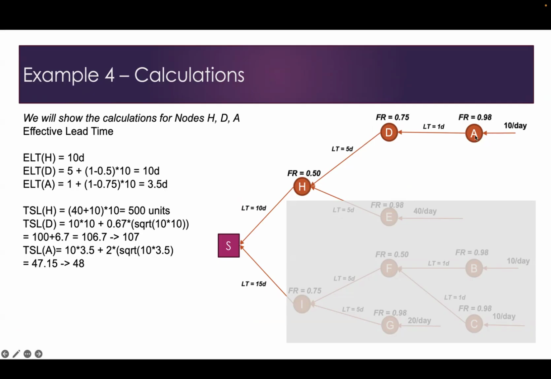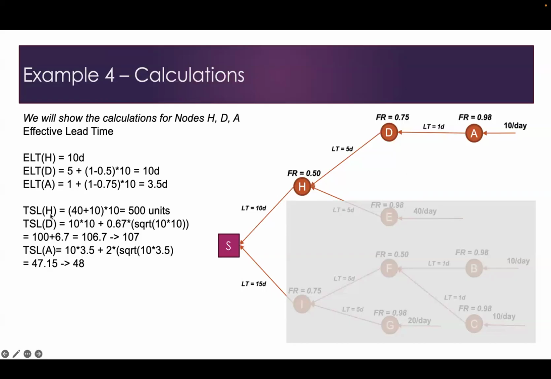Let's look at effective lead time of A. I have D, it's the parent. 1, that's the one here, plus 1 minus fill rate, so 1 minus 0.75, times effective lead time of D. So 1 minus 0.75 times 10, so we get 3.5. So I have very quickly calculated, in about 3 minutes, the effective lead time for A. If I have the effective lead times, guess what I can do?